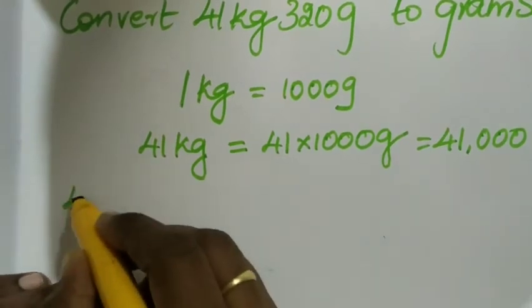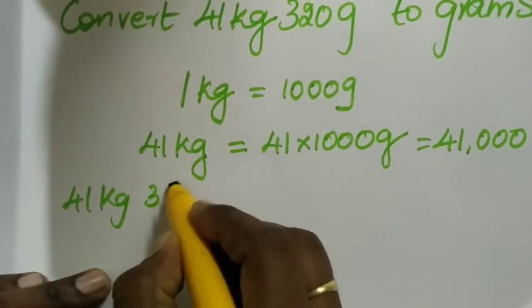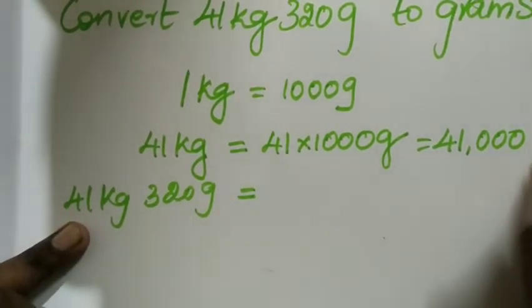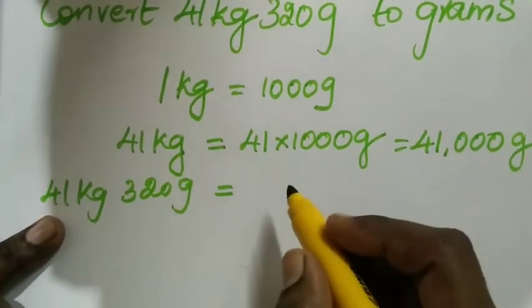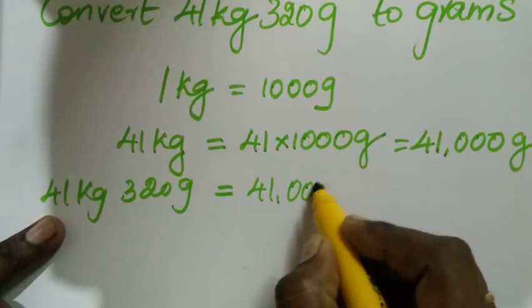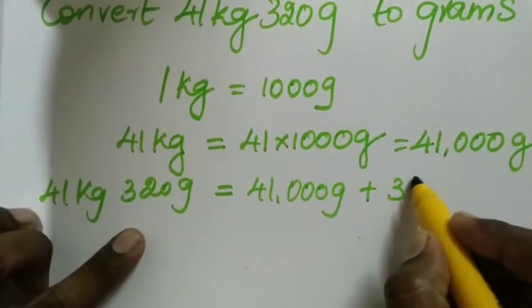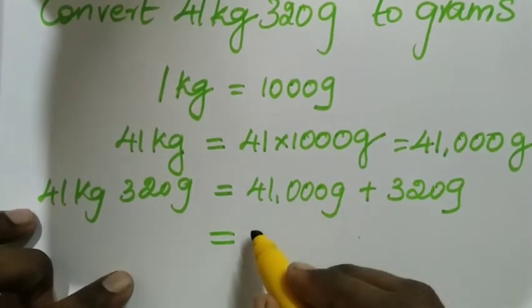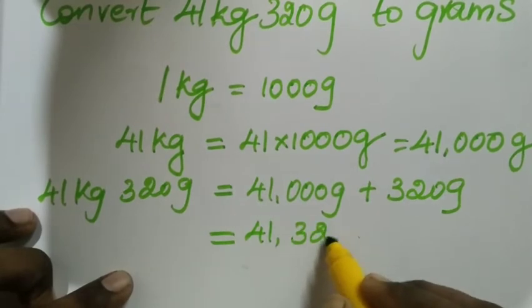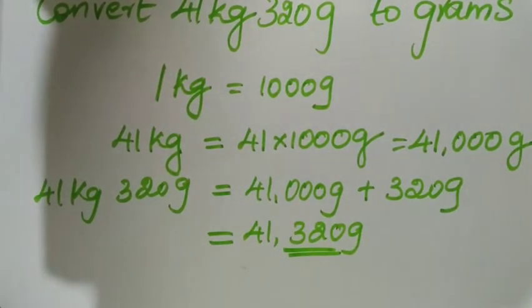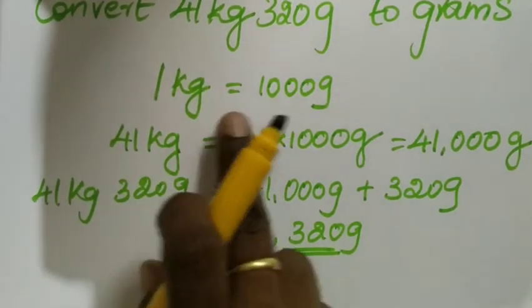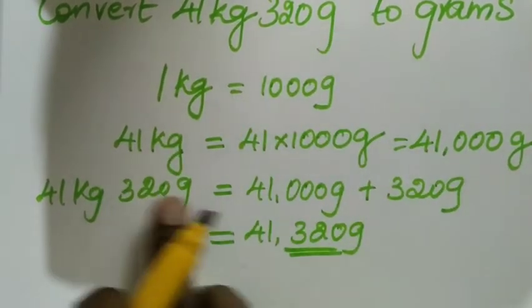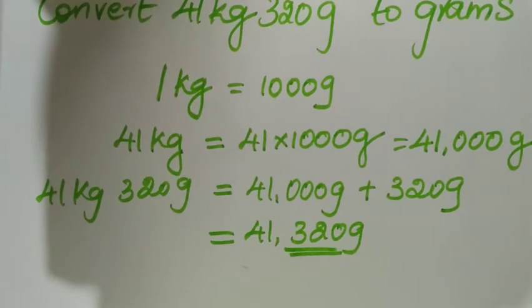Now write the question. 41 kg 320 gram is equal to, instead of 41 kg, write 41,000 gram, plus this 320 gram. Whenever you are adding, you will get 41,320 gram. This is the answer. Are you clear guys? First we know 1 kg is equal to 1000 gram, so 41 kg is equal to 41 into 1000. Multiply, then write the question, add, and you will get the answer.